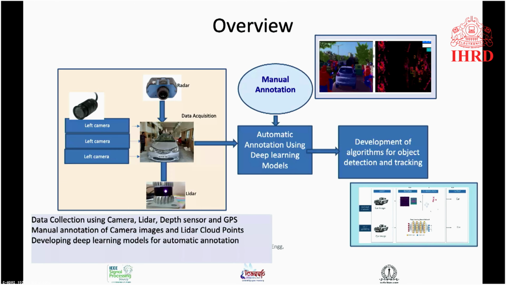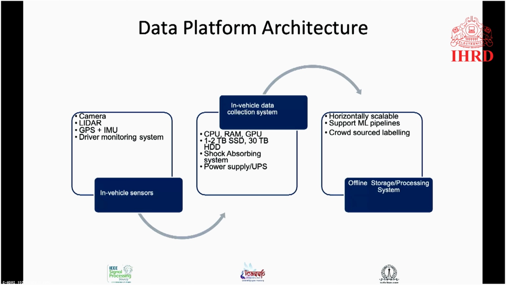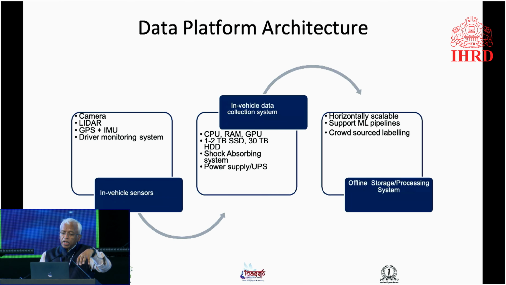So we actually looked at building a sensor platform, and using that sensor platform, we drive that platform in regular traffic of Bangalore, collect data, do annotation, and then see whether we can do some prediction of transport. So the architecture is you have an in-vehicle sensor platform, you have a data collection system sitting in the car, and then you want to build the algorithm.